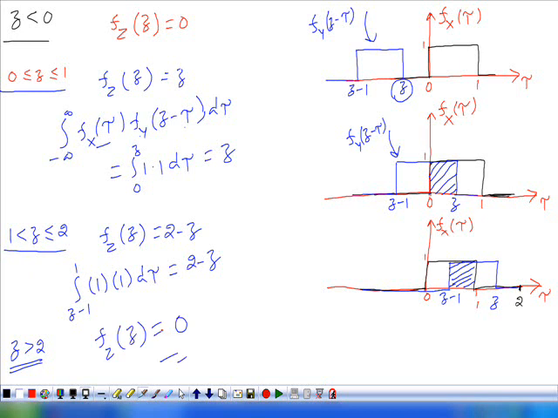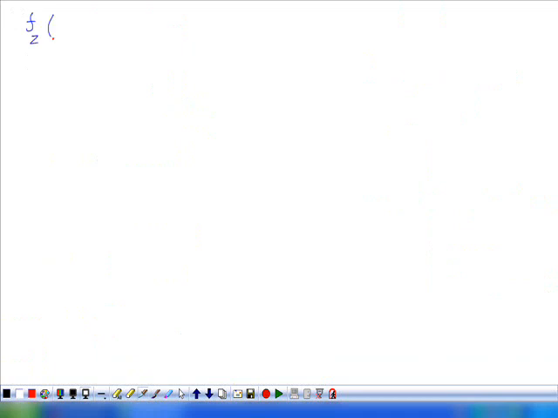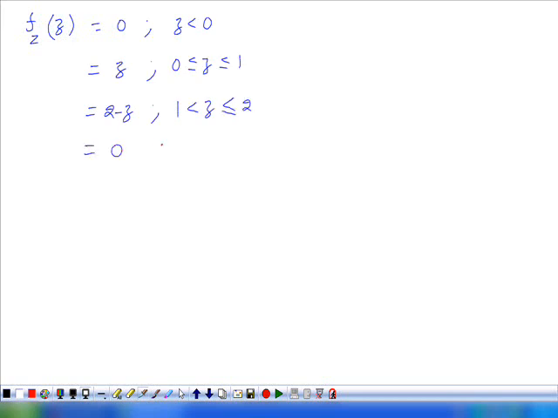Follow this. So this is the way of finding the Fz of Z given Fx of x and Fy of y. Understood this? This Fz of Z is equivalent to 0 for Z less than 0, equivalent to Z for 0 to 1, equivalent to 2 minus Z for 1 to 2, and 0 for Z greater than 2.